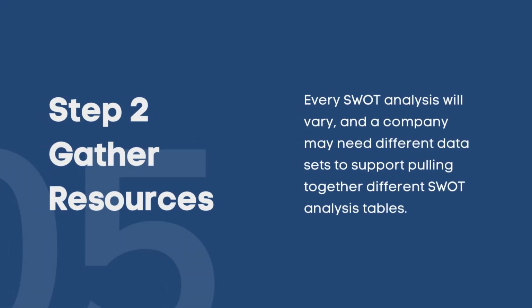Step two is all about getting the right resources to brainstorm and work through each of those four quadrants I just showed you. Every SWOT analysis will vary, and a company may need different data sets to support pulling together different SWOT analysis tables and align to the four perspectives we discussed in prior courses. You should begin this process by understanding what information you need and have access to, what data limitations you face, and how reliable the external data sources are.